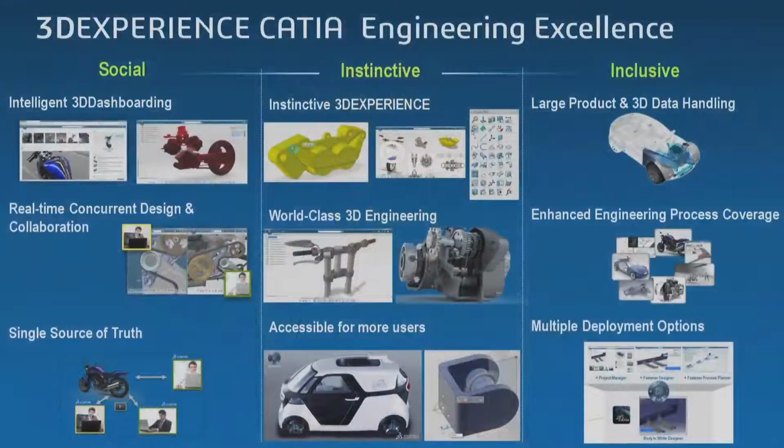Important to mention that what you're then getting access to is 3D Experience CATIA, which is a big component in what we call engineering excellence. And we talk about that in 3 themes. First of all, the social theme, where we've got things like intelligent 3D dashboarding. We've got real-time concurrent design where people are working on the same product at the same time, genuinely at the same time. And the single source of truth, the fact that you can be certain, you can be confident that the information you're accessing is actually the latest and the correct level.